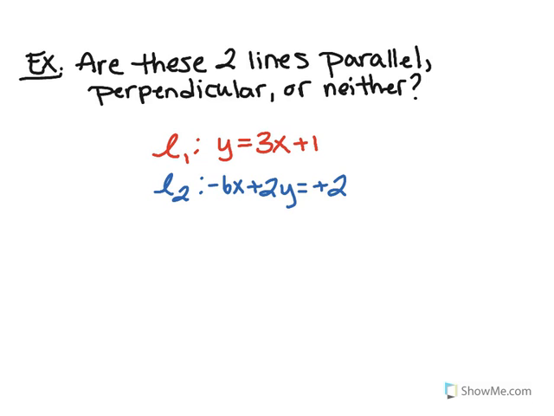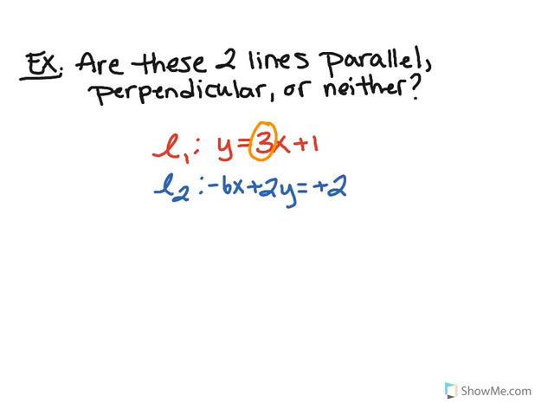So let's take a look at this example. It says, are these two lines parallel, perpendicular, or neither? So what we need to do first is make sure that any two lines are in the same form so that we can identify their slopes. And for line 1, L1, it says y equals 3x plus 1. And I know right off the bat, because this is in slope-intercept form, that 3 is my slope. So I want to see if line 2 has that same exact slope, but it's not in the same form. So I'm going to make it in the same form.